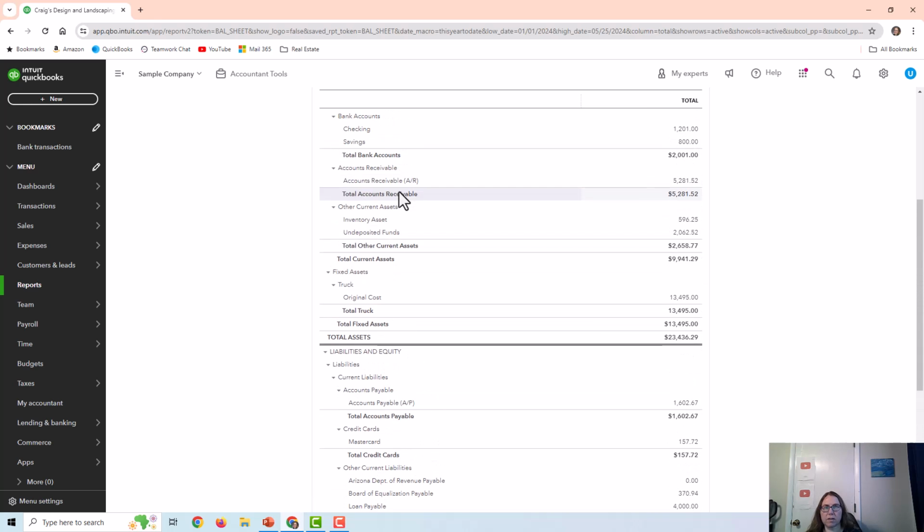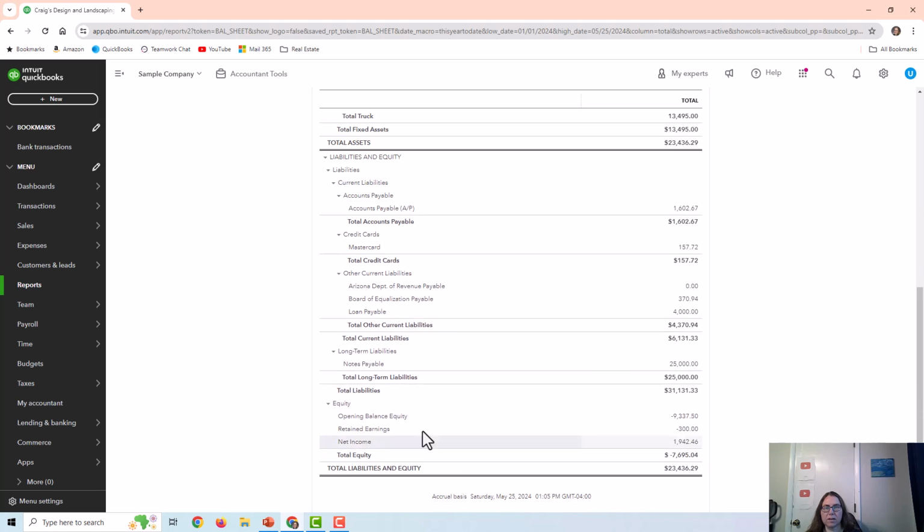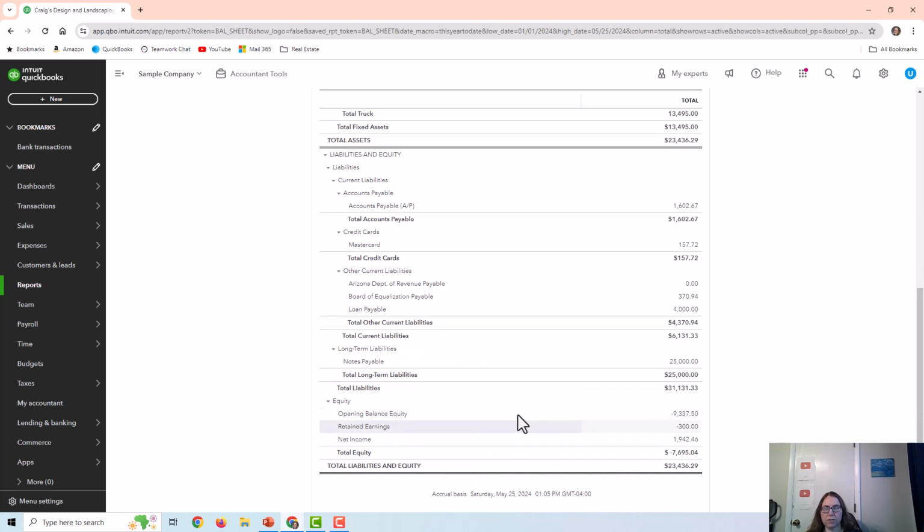But basically, this entire section right here represents the owner's stake or the owner's investment in the business. If they were to sell the assets, liquidate the assets, pay off the debts, this should reflect what is remaining left over for the owner. And like I said earlier in the video, that's not necessarily exactly how it would work in real life, but the point is, this is basically the owner's stake or investment in the business.